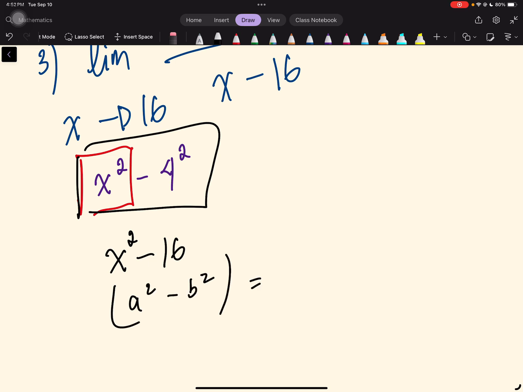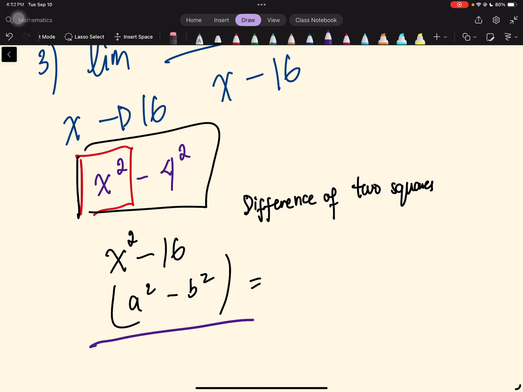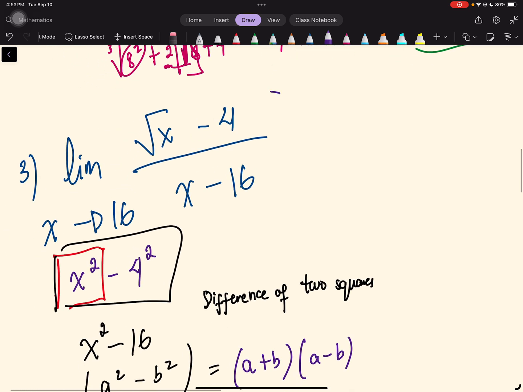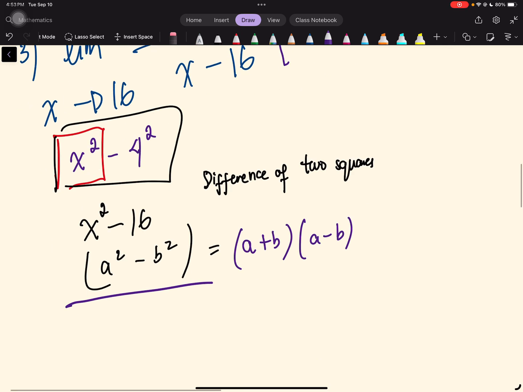And ano ulit ang tawag natin dito? This is what we call difference of two squares. Okay? So, ang pattern lang yan, if may ganyan ka, gagawin mo lang siyang a plus b times a minus b. Okay? So, sige, gamitin natin yung technique na yan to solve this problem. So, I'm gonna multiply it to the square root of x plus 4. Okay? You see what I did there?